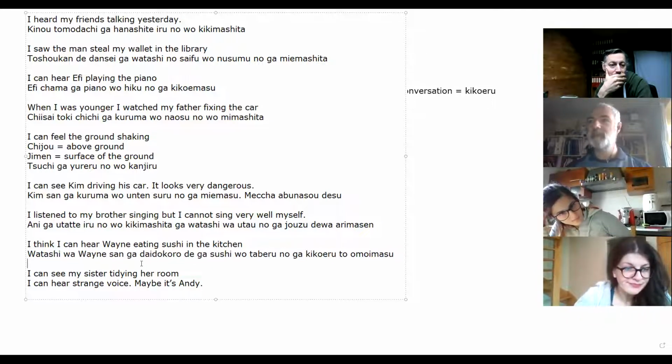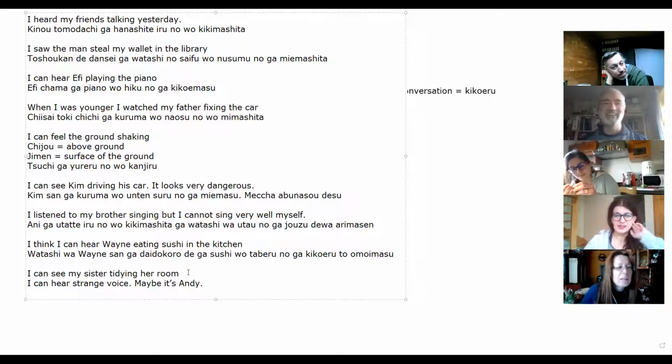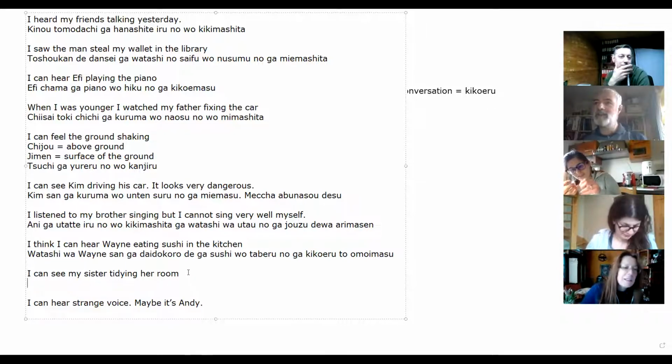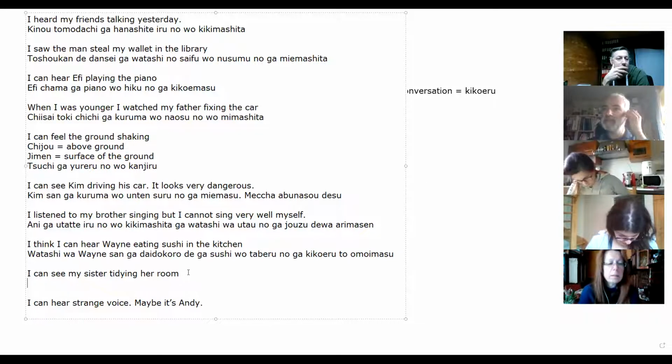Cool, good. Sophie's disappeared. No, oh, you're here. Oh, your camera's gone. Okay. Oh, there we go. Okay, cool. It just got dark in Greece suddenly. I can see my sister tidying her room. Are you muted, Sophie?